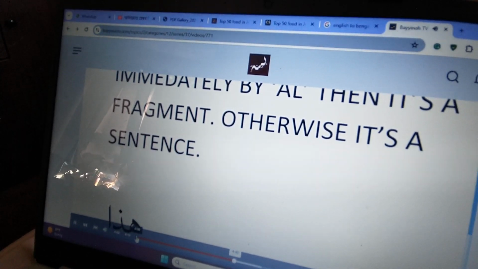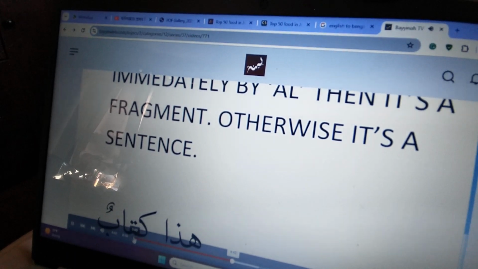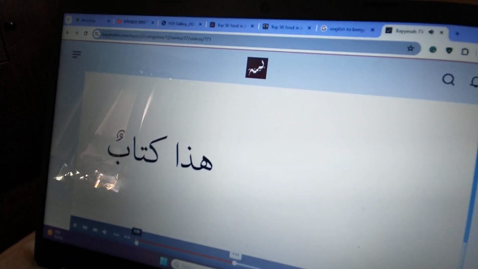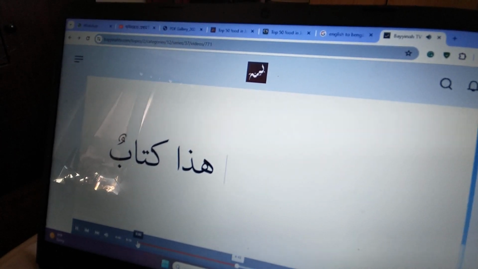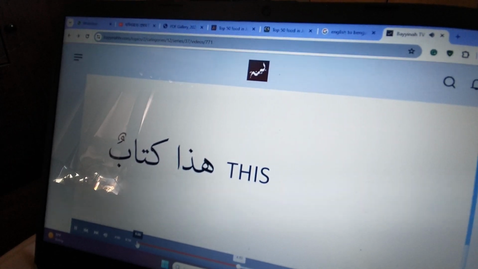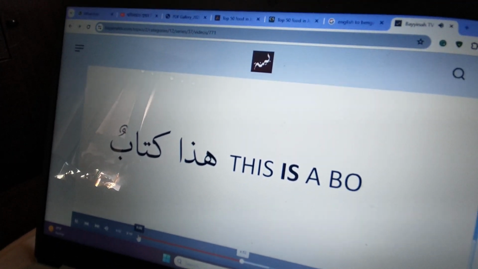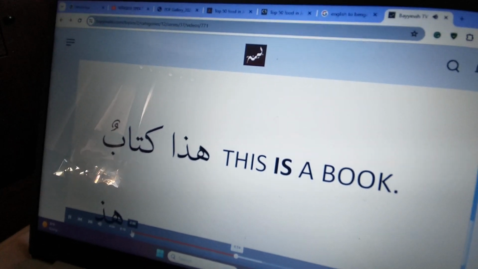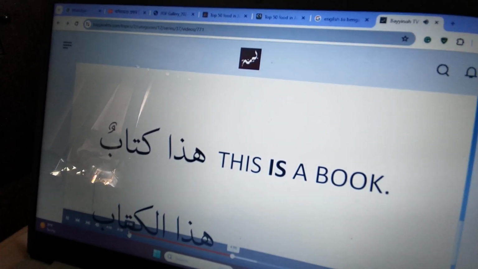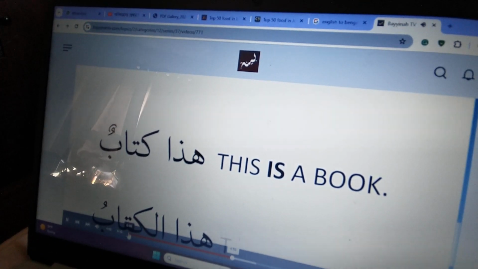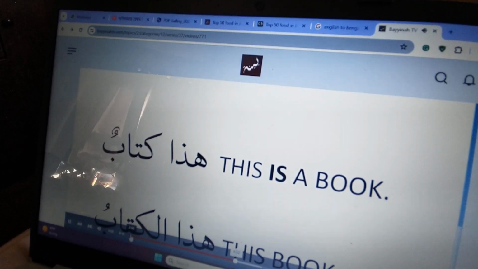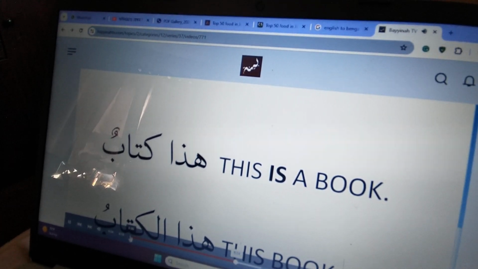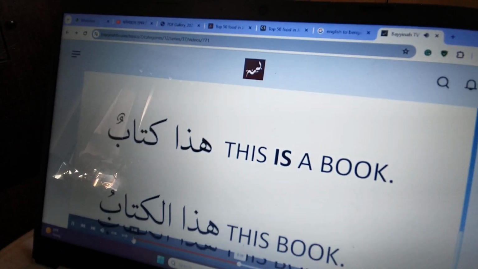If I say hada, and I say kitab, hada kitabun, is the word kitab, does it have al on it? No. That means it's a sentence. That means I'm going to translate it as this is, I'm going to put bold the "is" here, a book. But if I put hada and al-kitab, then I'm going to have to say this book. Once you put al on it, you can't have "is." Once you take the al off, the "is" comes back.